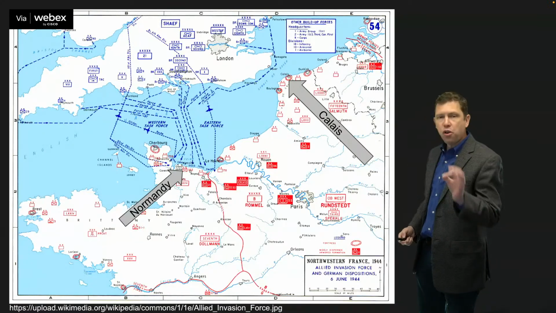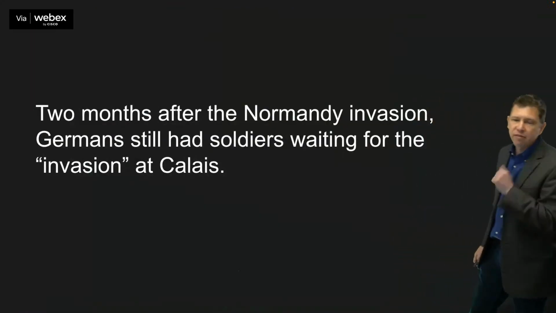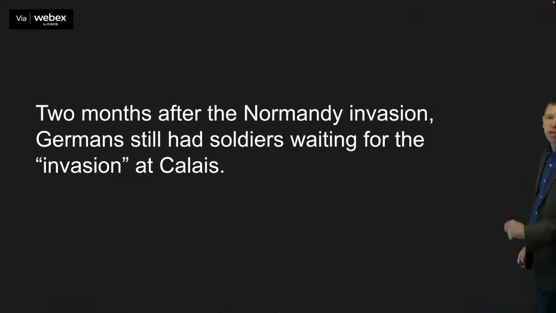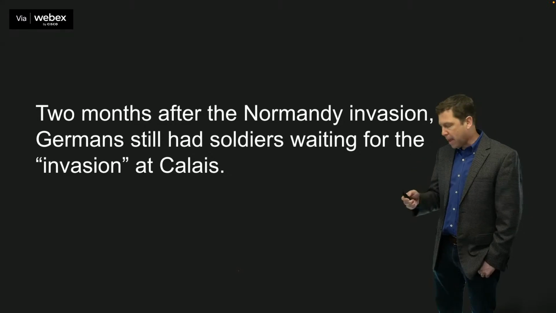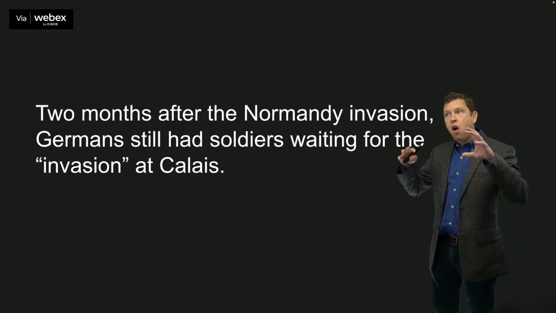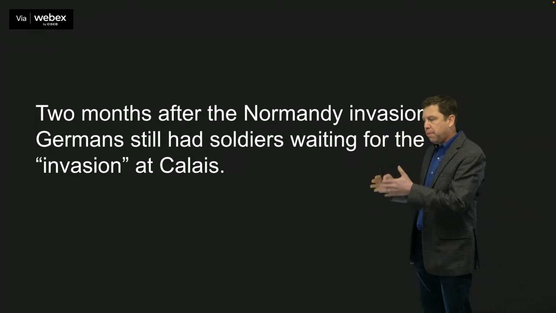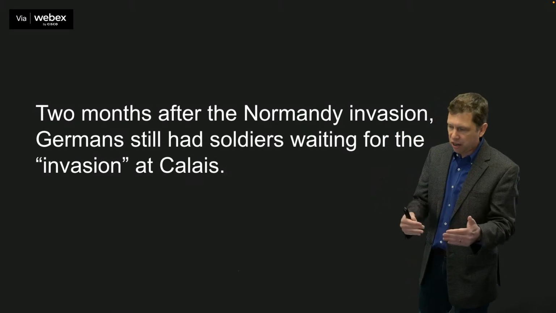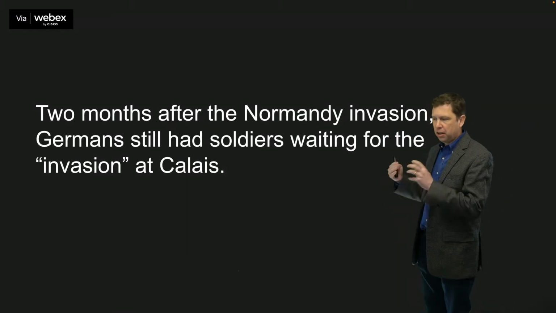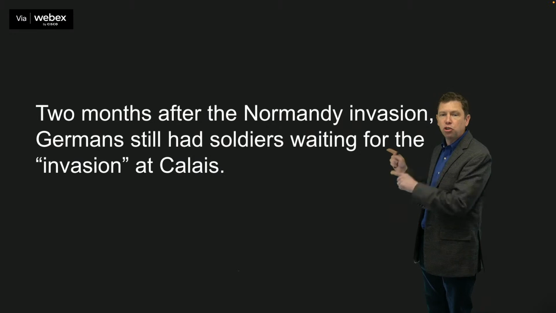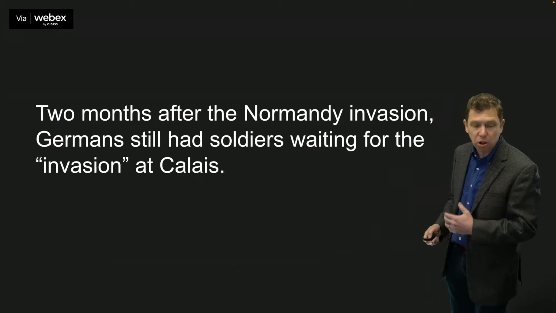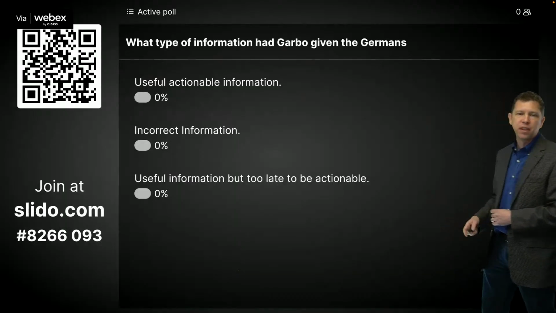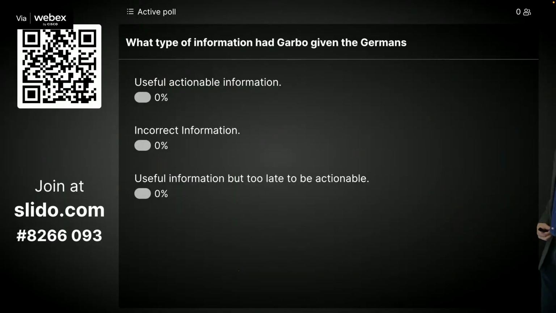He was so convincing in all of that that 2 months after the Normandy invasion, the Germans still had soldiers waiting for the invasion at Calais. So if you think about that, the way that Garbo was able to provide so much information got the Germans to the point that they were still trying to defend this 2 months after the Normandy invasion. That's just incredible how much they had been misled. So what type of information had Garbo given the Germans?